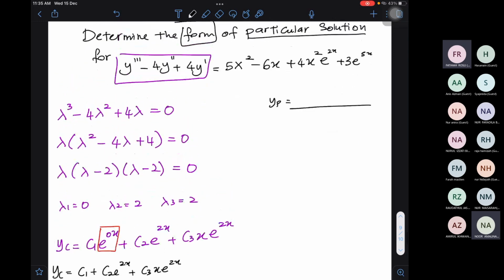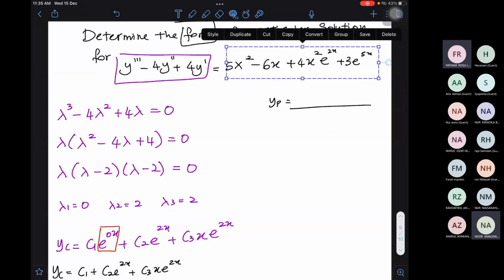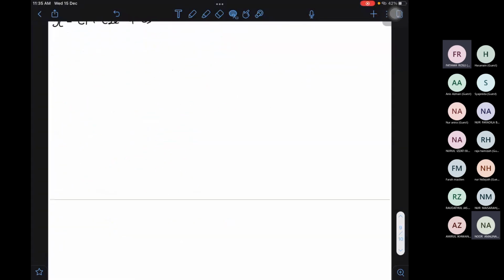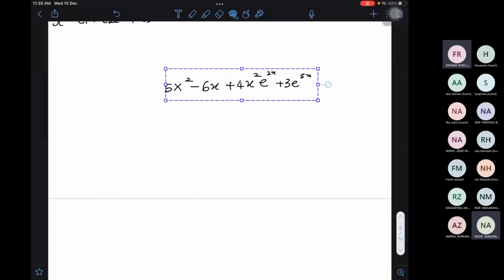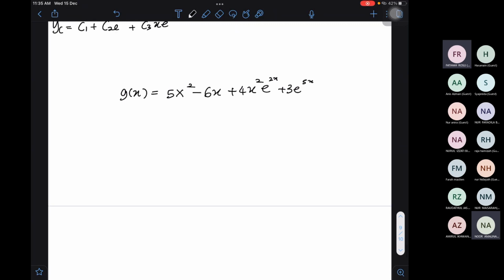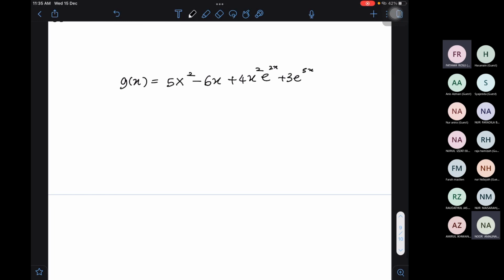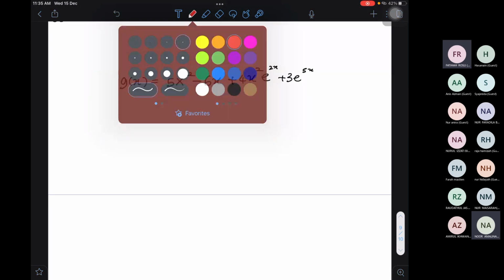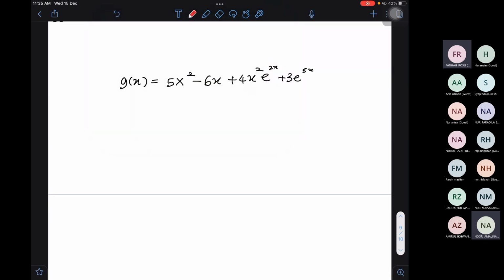Okay, YP dia kemain panjang dia punya GX. So kita kena tengok satu-satu kelas macam mana kita nak guna annihilator approach. Saya letak kat bawah ni sebab dia panjang sangat. Okay, so ini kita punya GX. So sekarang kita nak cari differential operator dulu untuk kita punya GX ni supaya kita boleh dapat form of YP. So kita kena tengok berapa banyak function yang kita ada dekat sini.